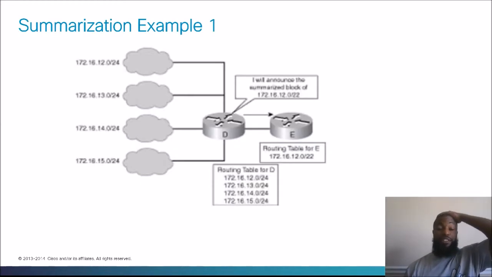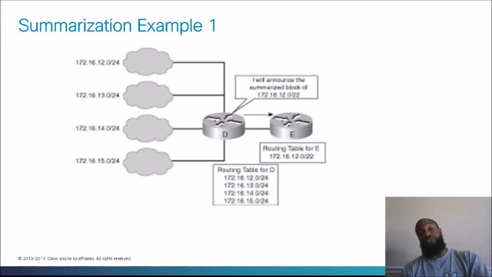So here's another example of summarization. Over on the left-hand side, you've got four networks this time, three or four different clouds. I know it's kind of blurry, but if you look real closely or change the contrast on your monitor, you'll be able to see. But this was a great image, and I just had to take it. So shout out to Cisco.com.